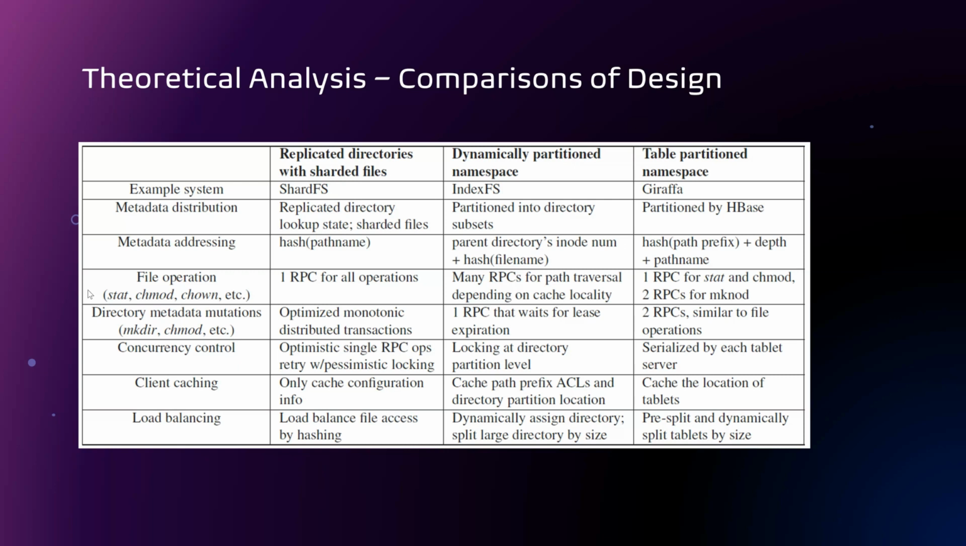So whenever you're doing any changes in the IndexFS, you need locking at the directory partition level, and then you need to make any changes here. So for client caching, only configuration info is getting cached here in ShardFS, but in the namespace you will get the whole structure cached. So that's why we call it client caching. So caching path prefix, ACLs, and directory partition locations. Cache the location of the tablets. That's all. So load balance file access by hashing. So these are the ones on how the hashing works and how partitions are being used.